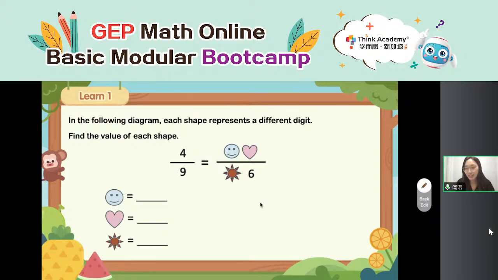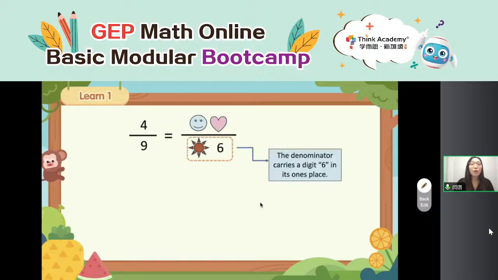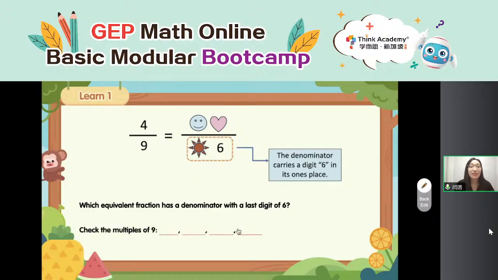Okay, don't just give up. Let's have a look. What should we do? Well, we just start from what we can confirm. You see, in the new fraction, the last digit is a 6. Which number ends with a 6 that is a multiple of 9? So how do we do? Maybe we just check the multiples of 9.